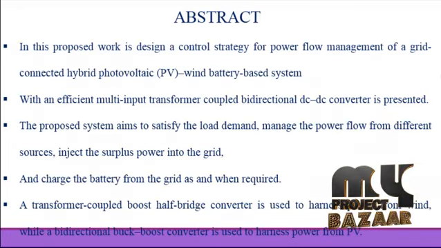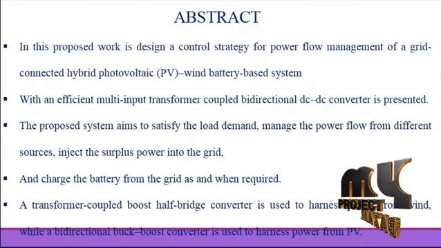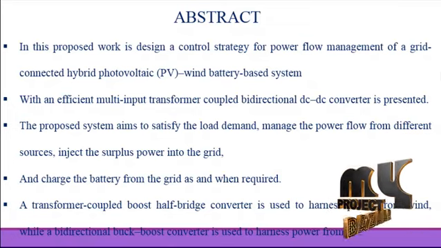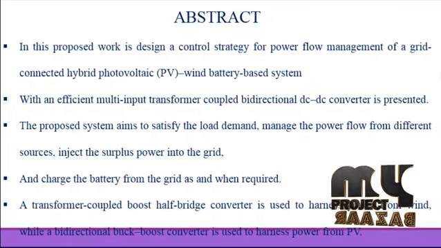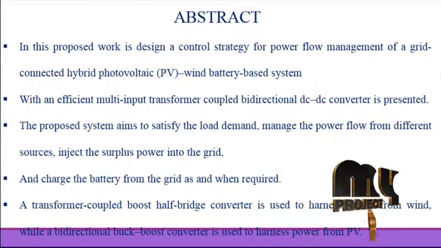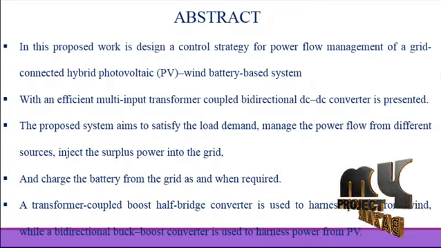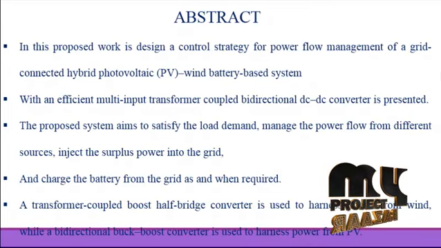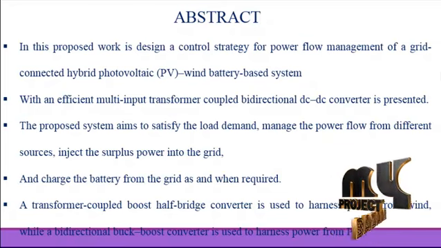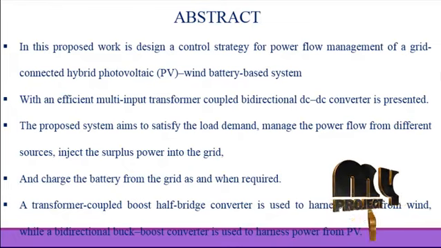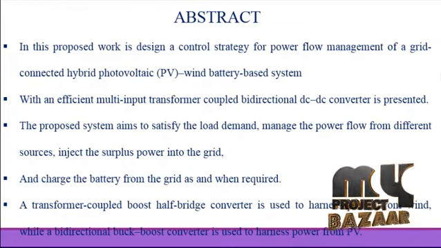The proposed system is designed with a main strategy of power flow management of the entire grid system. Our battery, solar and wind turbine, as different renewable resources, are hybridly integrated to balance our entire system, in which an efficient multiple input transformer coupled bidirectional DC to DC converter is present. This proposed system aims to satisfy the load demand and manage the power supply of the entire distribution system, and supplies to our grid connection inputs.